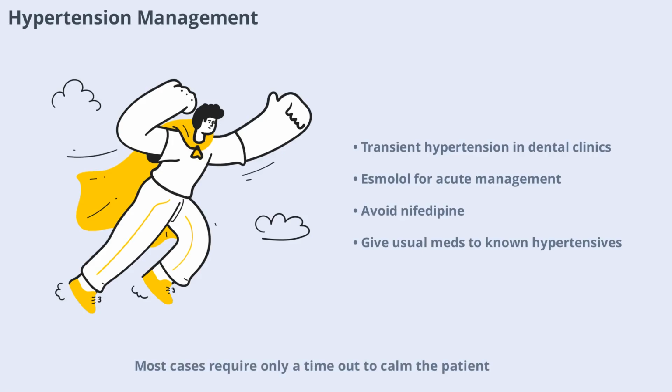Most cases require only a timeout to calm the patient. If symptoms like chest pain, headache, or visual disturbances accompany hypertension, drug intervention may be needed. Esmolol, a selective beta-1 blocker, is effective for acute events and is rapidly metabolized. Dose is titrated based on repeated blood pressure and heart rate measurements.